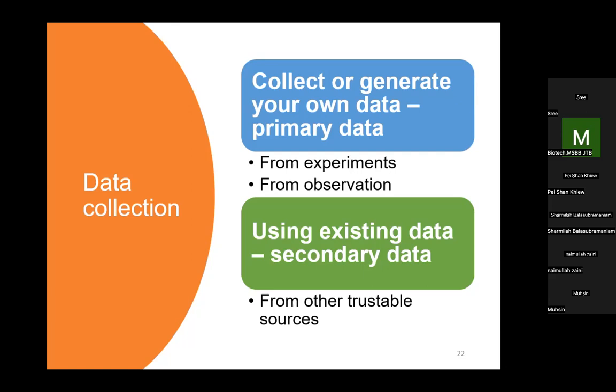Yes, Prof. All right, so this is data collection: how we collect the data. You collect or generate your own data, which we call primary data. But if you are using existing data, we call it secondary data. If you want to collect or generate your own data, you can do it from experiments, through observations, even through simulation, right, as just now. But secondary data we get from trustable sources.